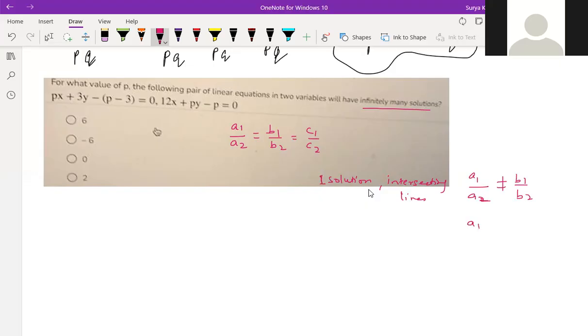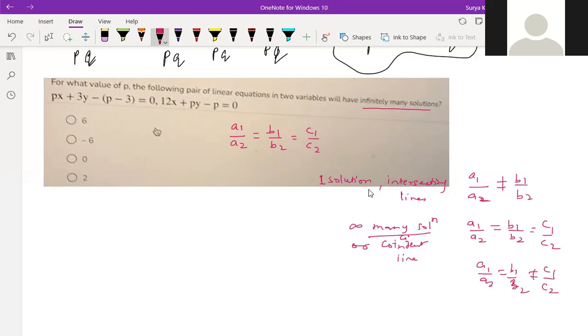If A1 by A2 is equal to B1 by B2 is equal to C1 by C2, this is for infinitely many solutions, or you can say coincident lines, means all points lie on the same line. And if A1 by A2 is equal to B1 by B2 is not equal to C1 by C2, this is for parallel lines, means no solution.